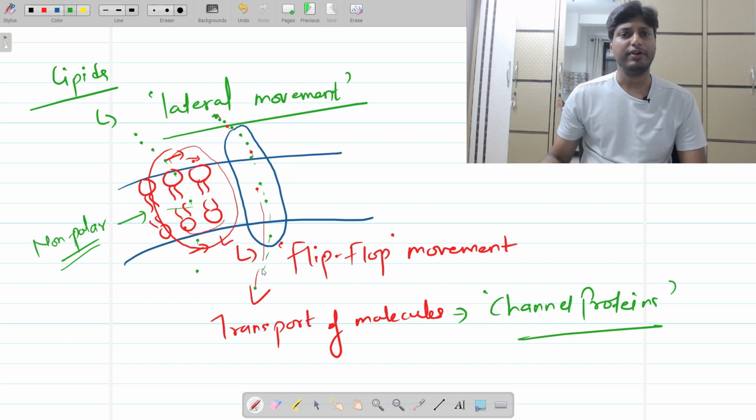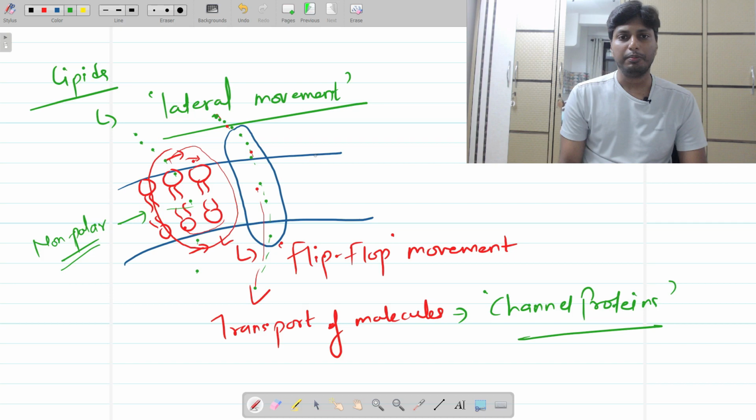So there are different types of proteins, the integral proteins present in the cell membrane, which mainly help in the transport of different types of polar molecules. One very common type of polar molecule is water itself. Water is transported across the cell membrane with the help of a special type of integral proteins called aquaporins. And likewise, there are many different types of integral proteins also.